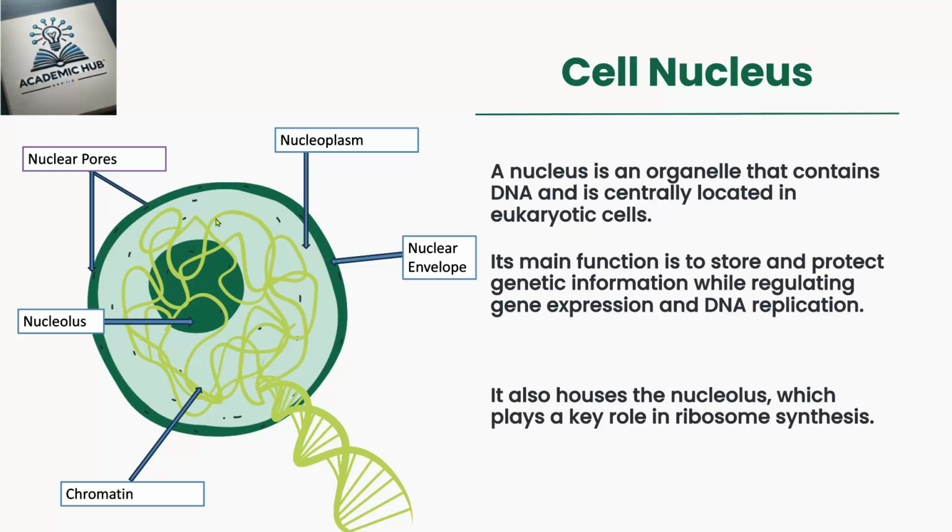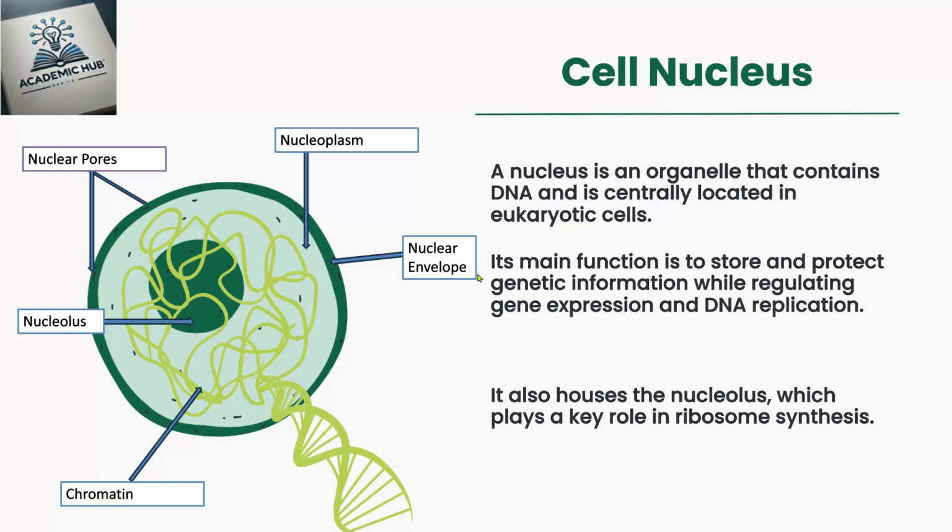Nucleoplasm is a fluid inside the nucleus. Nucleolus, which has an important function, is also known as the ribosome factory, and the thread-like structure is known as chromatin. Inside the nucleus it is known as chromatin, and during cell division it is known as chromosomes. Now we will discuss in detail each and every component of the cell nucleus.